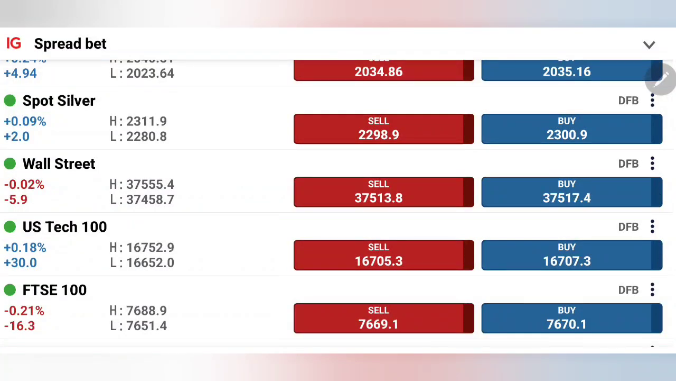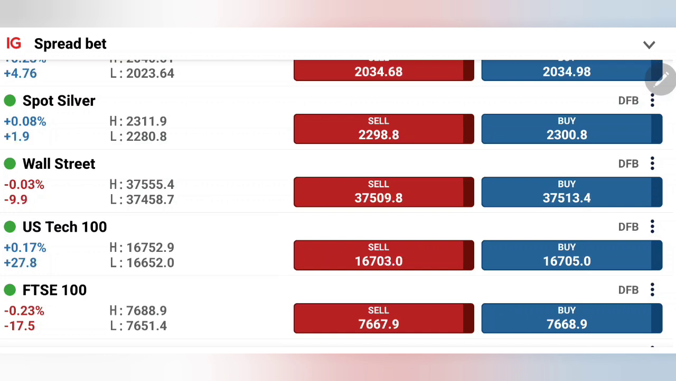Nasdaq 100 and Dow Jones traded with a modest bullish bias throughout this day, where the first resistance levels at 16,750 for Nasdaq 100 and 37,550, 560 for Dow Jones have proven to be tough levels to break past. Now, what to expect with the US session?